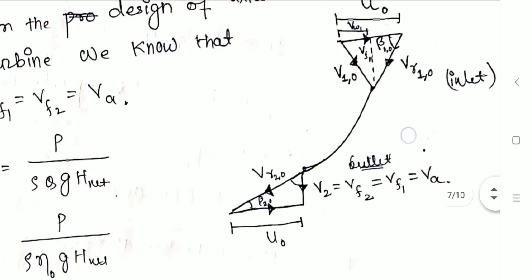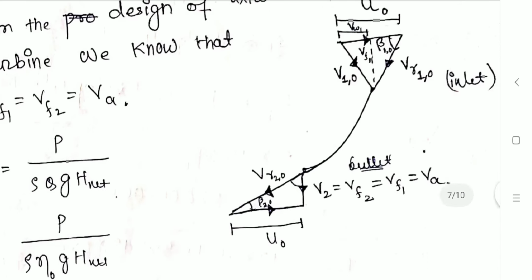So in the outlet triangle, u naught is the blade linear velocity. Since the inlet and outlet are at the same radial distance, the blade linear velocity will be the same at that location, so u naught will not change. So here v2 is the absolute velocity of the fluid at the outlet, then vr2 naught is the relative velocity.